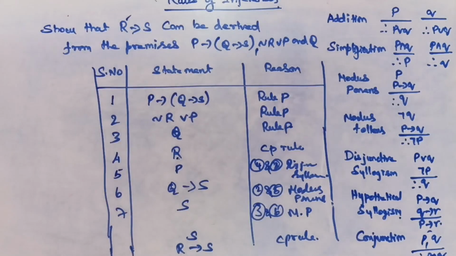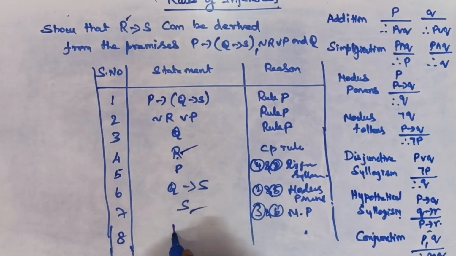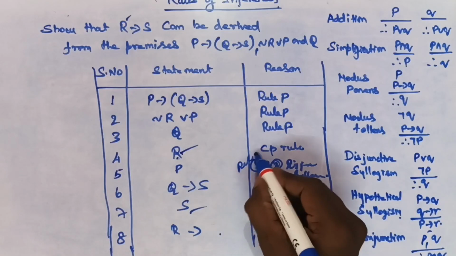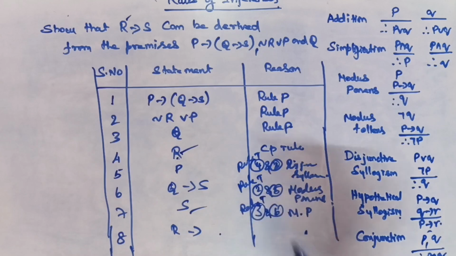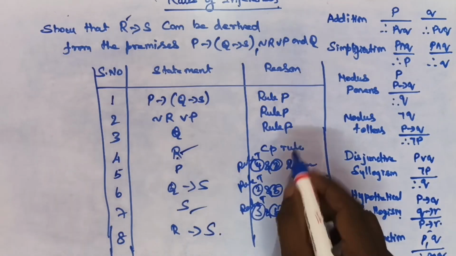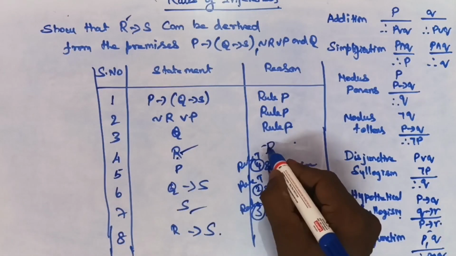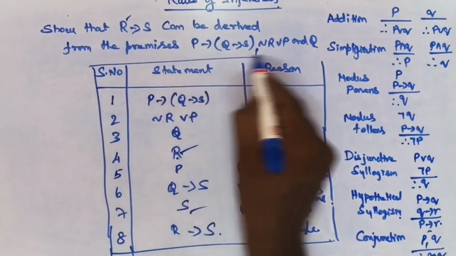So we have reached it. We started with R and ended with S. So the eighth one, R condition S, by CP rule. This is all rule T, tautologically it's true. By CP rule we can write like this. We are introducing the premises only, so rule P. This is CP rule. We got the answer. So this is the way you have to prove.